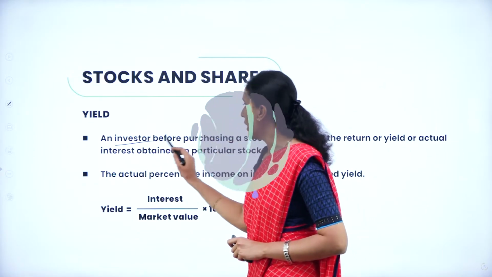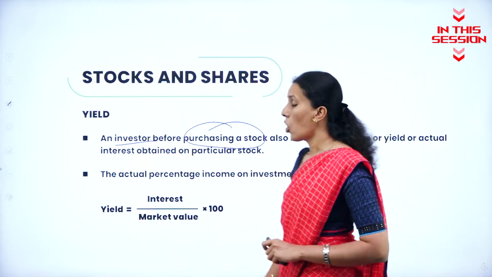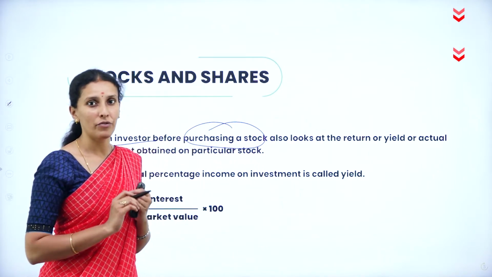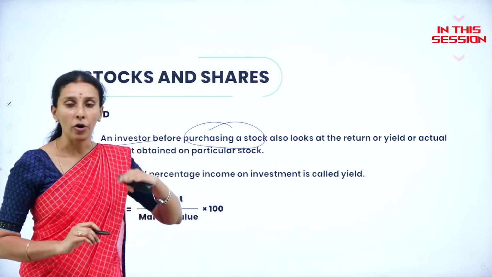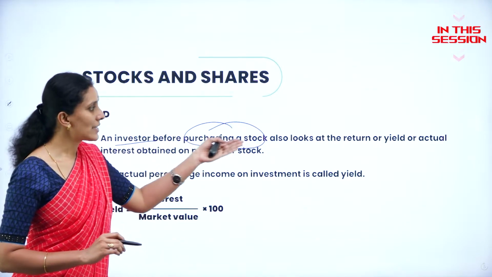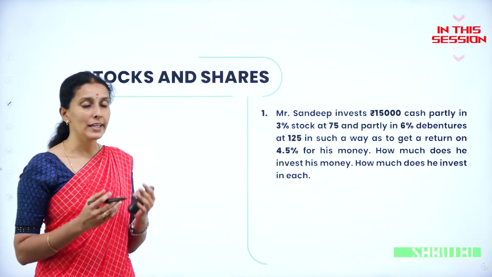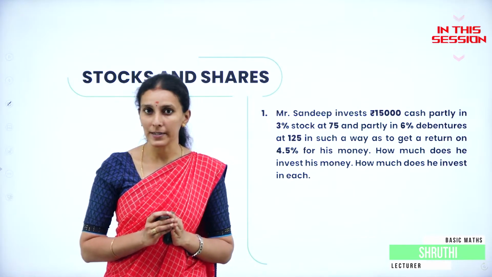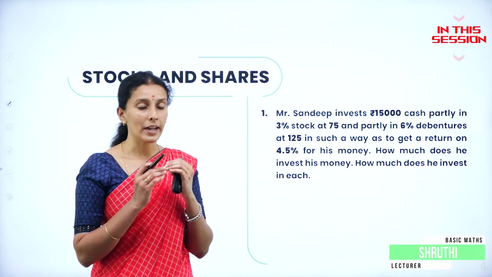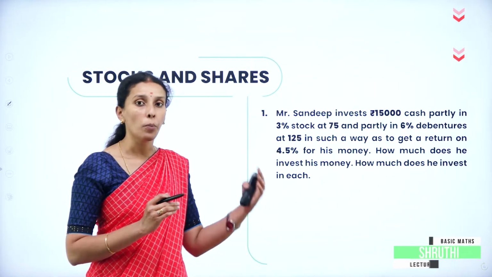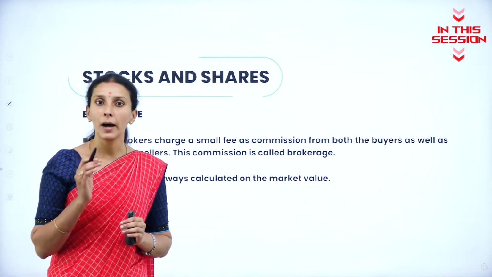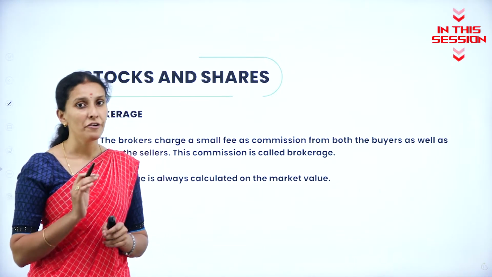The investor, before purchasing a stock, also looks at whether he'll get an income from that or whether he gets a profit from that. That is called yield. So when you add the income of both stocks, you will get the total income of 4.5%. Then we have to calculate how much he has invested on both the stocks. Brokerage is always calculated on the market value, not on the face value.